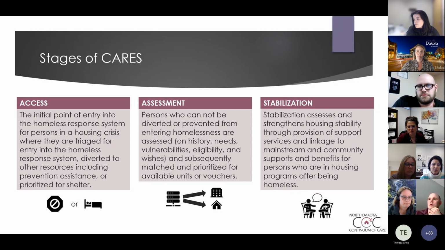All of these outcomes are measured through our system performance measures, and that includes reducing the number of new individuals homeless, reducing the length of time homelessness occurs, reducing returns to homelessness, and then increasing earned and unearned income, increasing housing stability, and reducing the number of persons who are experiencing homelessness.